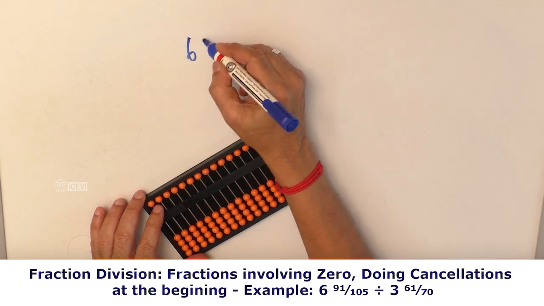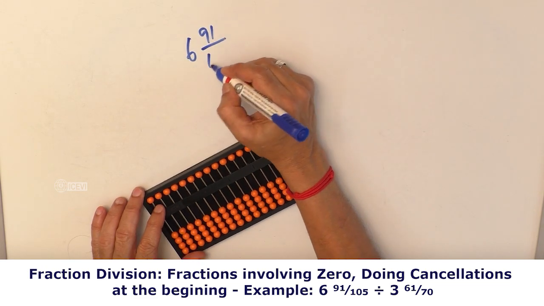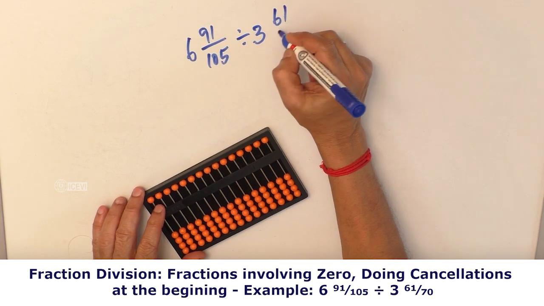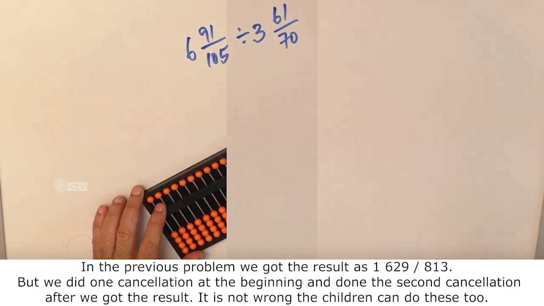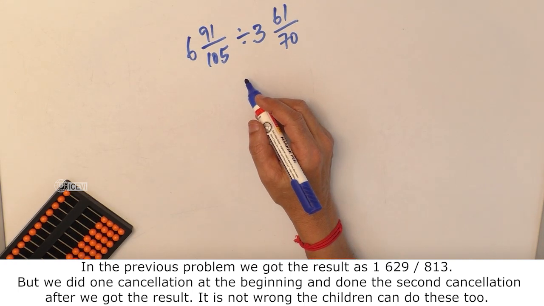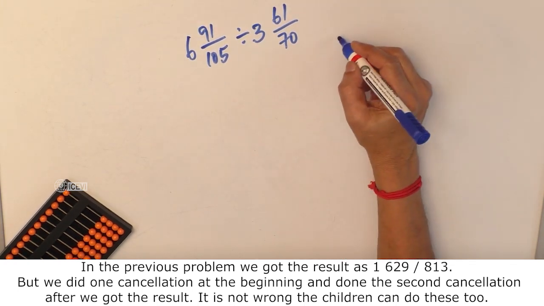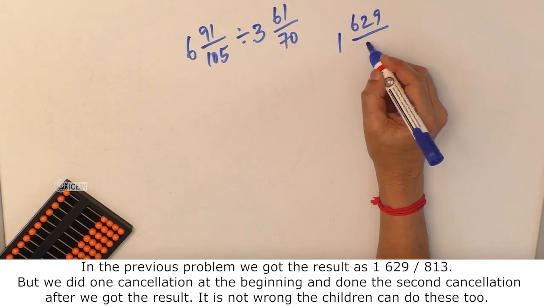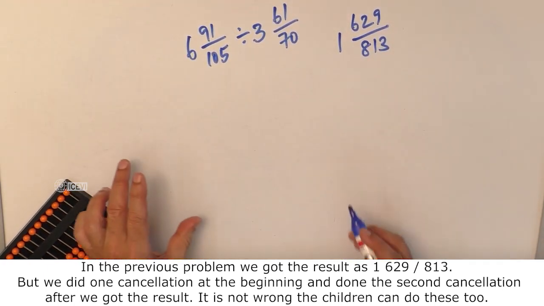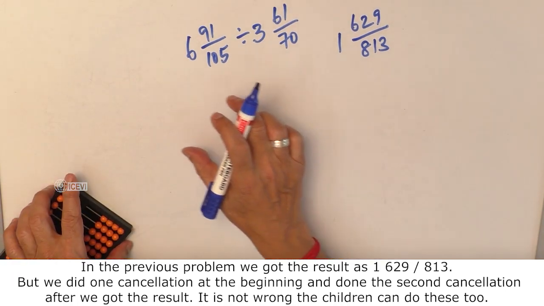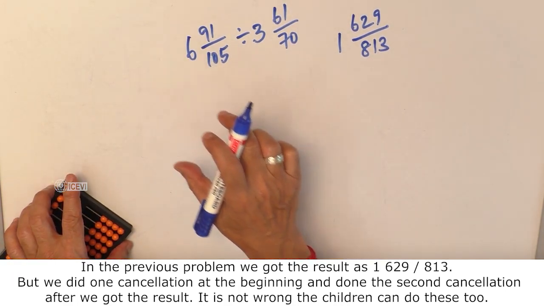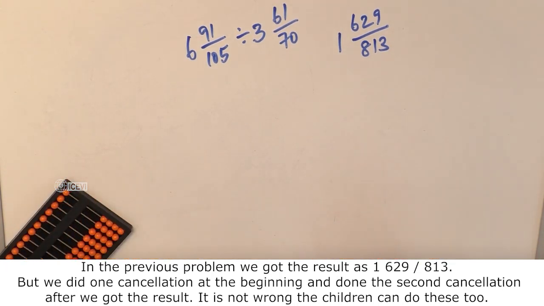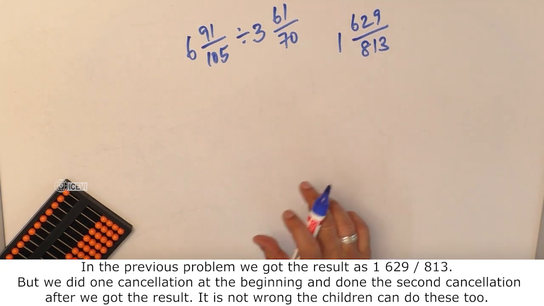Example: 6 91/105 divided by 3 61/70. In the previous problem, we got the result as 1629/813. But we did one cancellation at the beginning and did the second cancellation after we got the result. It is not wrong. The children can do this too.